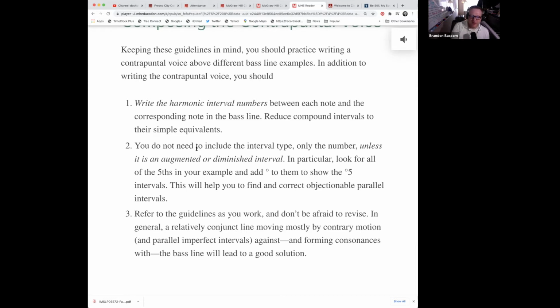Number 2, you do not need to include the interval type, only the number, unless it is an augmented or diminished interval. In particular, look for all the fifths in your example and add the diminished degree symbol to them to show the diminished fifth intervals. This will help you find and correct objectionable parallel intervals. Number 3, refer to the guidelines as you work and don't be afraid to revise.